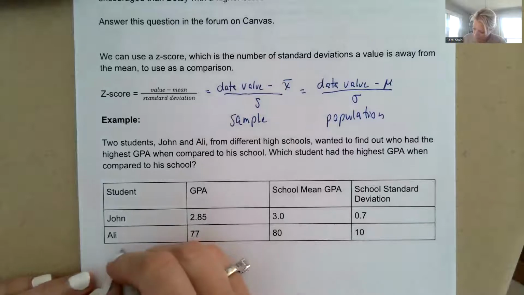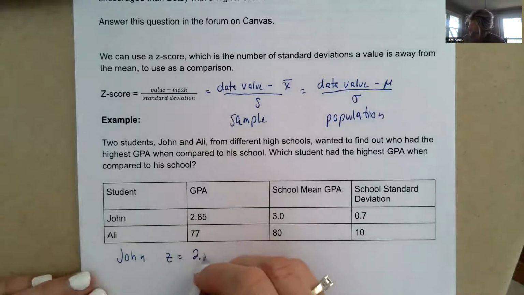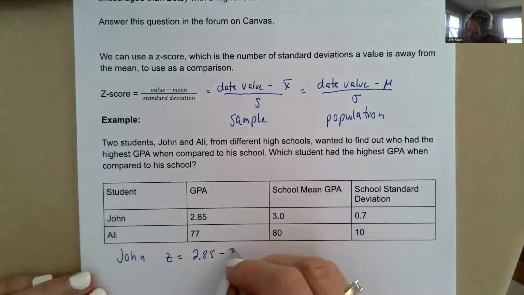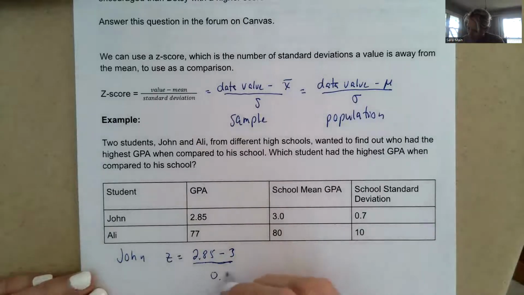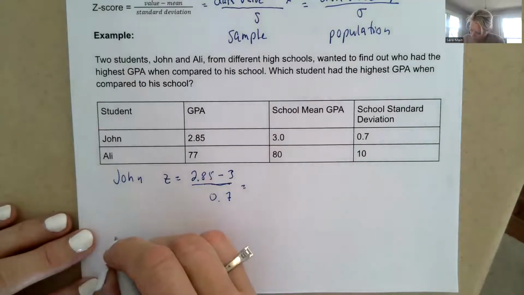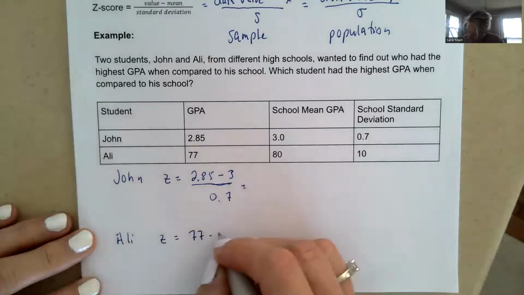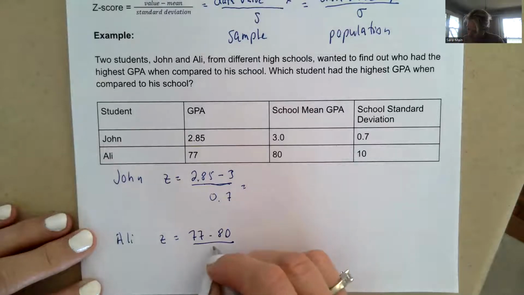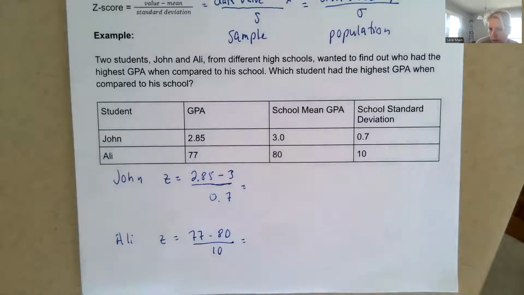So let's look at John's z-score. We're going to take John's GPA 2.85, subtract the school average of 3, and then divide by the school standard deviation. And then we're going to do the same for Ali. We're going to take his GPA, subtract the average from his school, and divide by his school standard deviation. So go ahead and grab your calculators and we'll calculate these together.